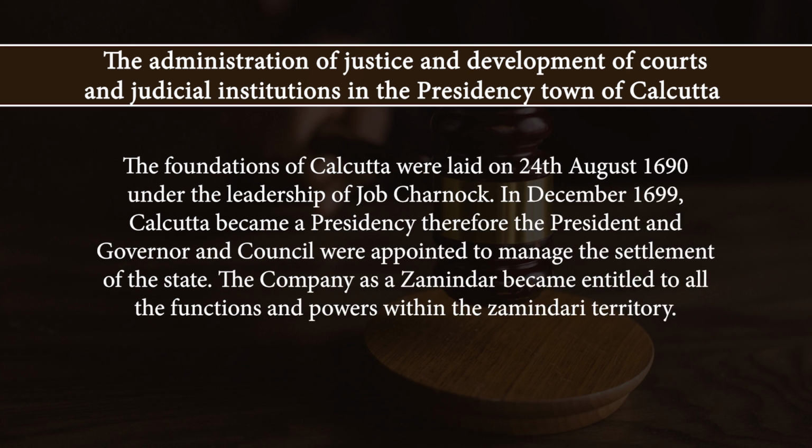The foundations of Calcutta were laid on 24th August 1690 under the leadership of Job Charnock. In December 1699, Calcutta became a presidency. Therefore, the president and governor and council were appointed to manage the settlement of the state. The company, as a jamidar, became entitled to all the functions and powers within the jamidari territory.